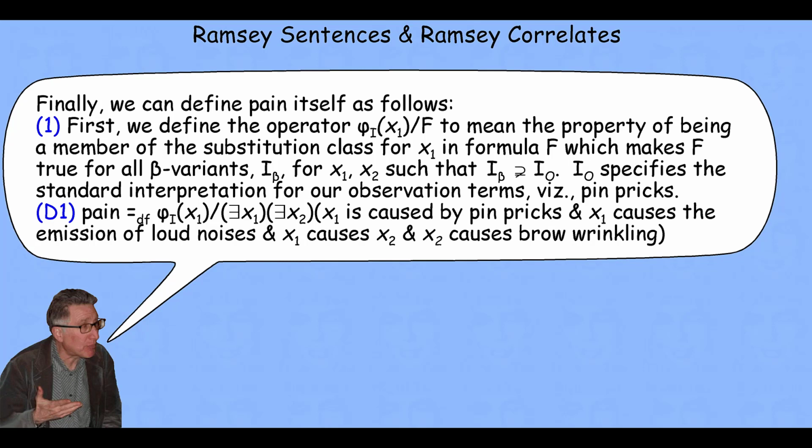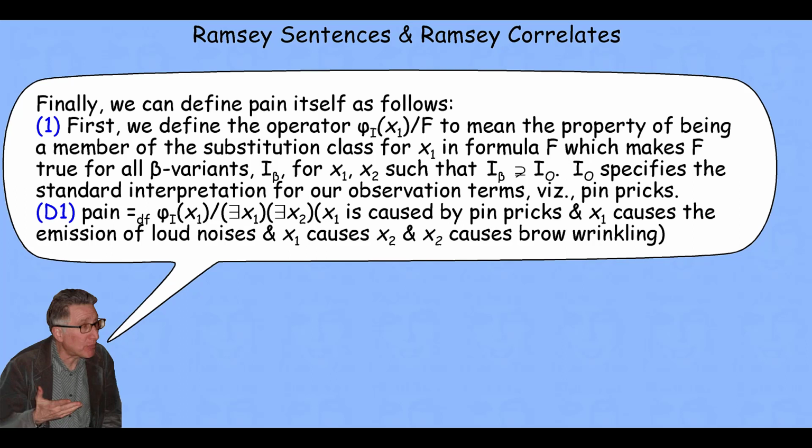We define an operator, phi I of x1, for some formula, and we define it to mean the property of being a member of the substitution class for x1 in that formula f that makes f true for all the different substitution instances of those types for x1 and x2, such that those substitution type instances are proper subsets of our observation language. That is, I.O. specifies the standard interpretation for our observation terms like pinpricks.